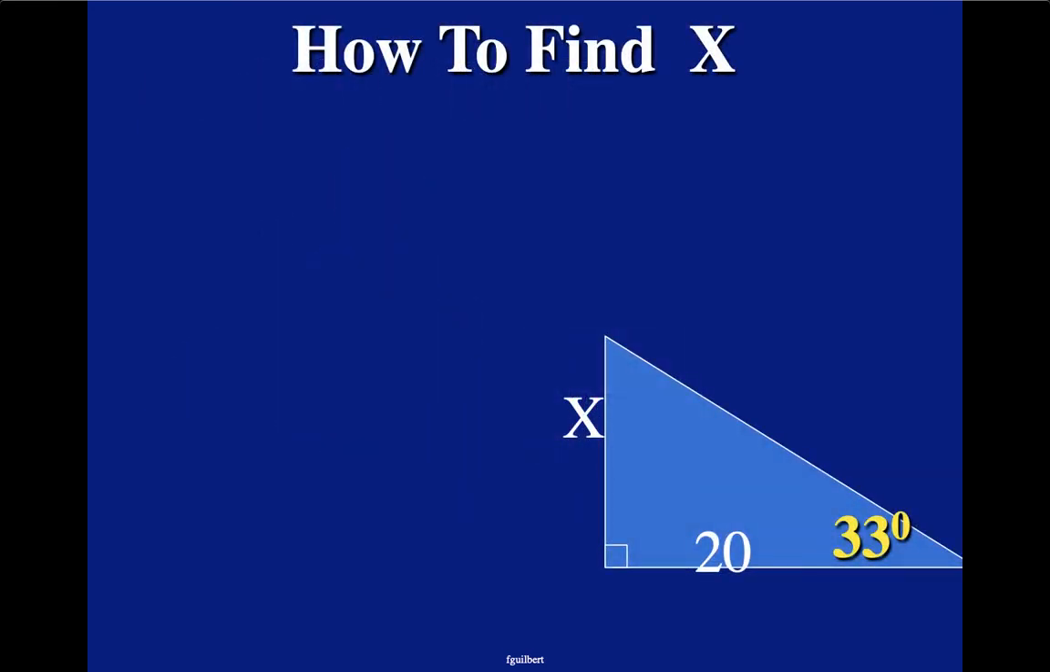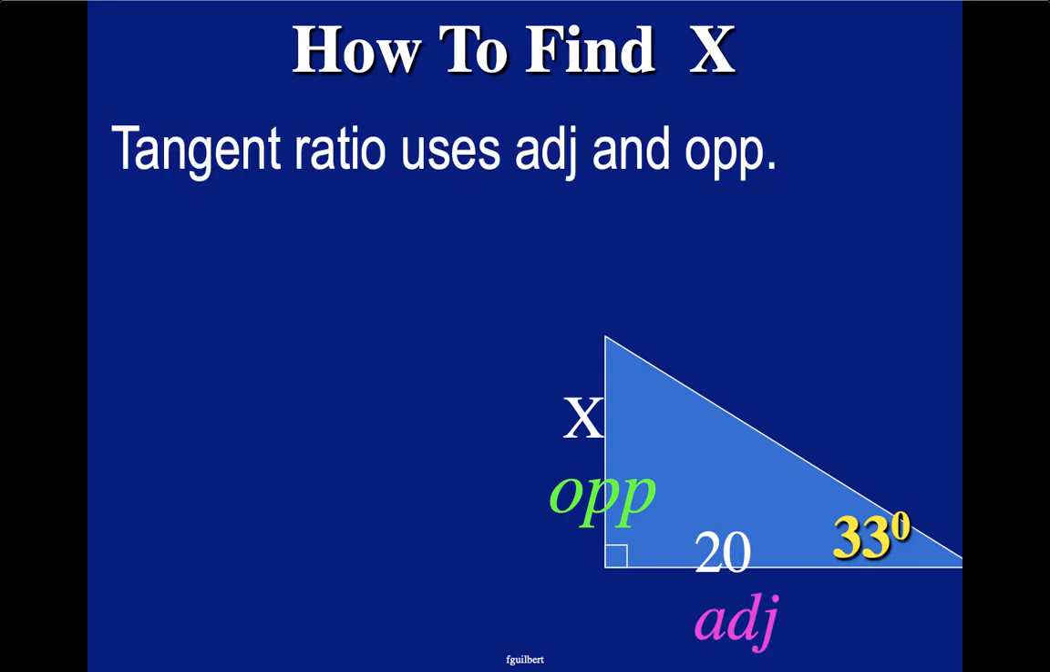How do I find a missing side? If I am working with the opposite side and the adjacent side, and it is a good idea to label those sides with those words, I'm going to select the tangent ratio because that's the one that uses the opposite and adjacent sides. You're going to write that the tangent of the angle, 33 degrees, is equal to x, which is opposite, over 20, which is adjacent. Now I'm just going to use algebra to solve for x.